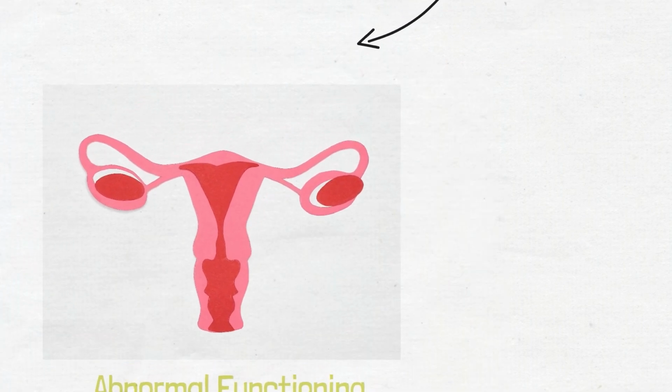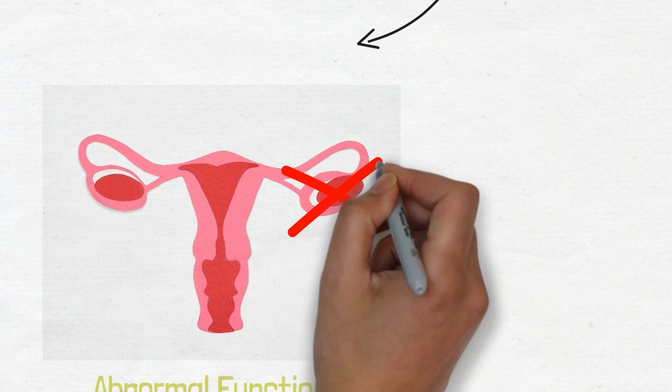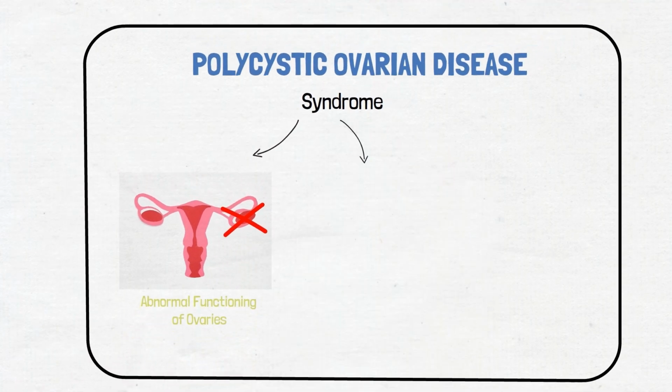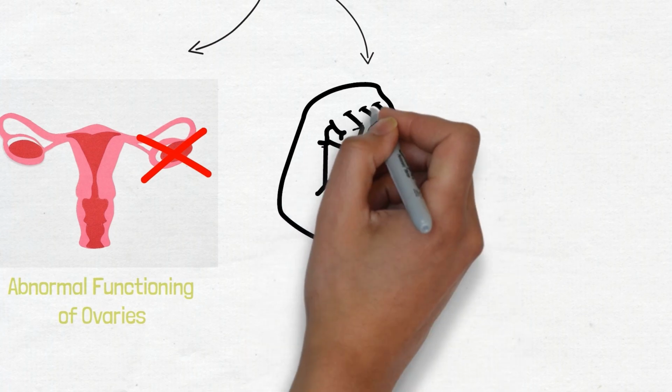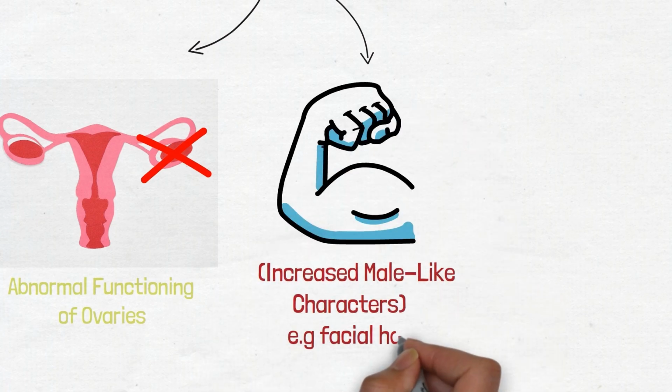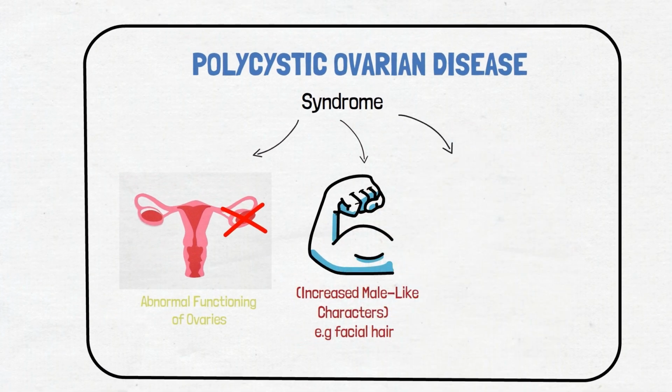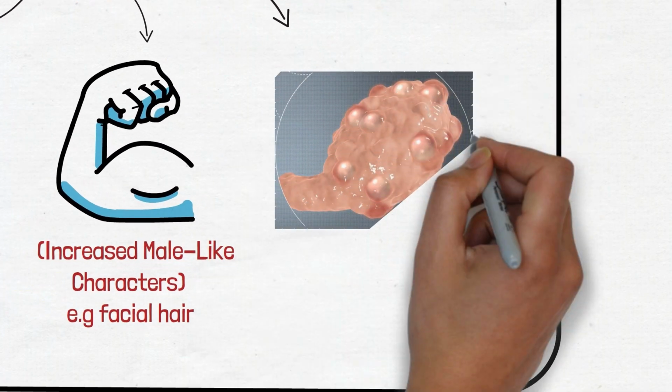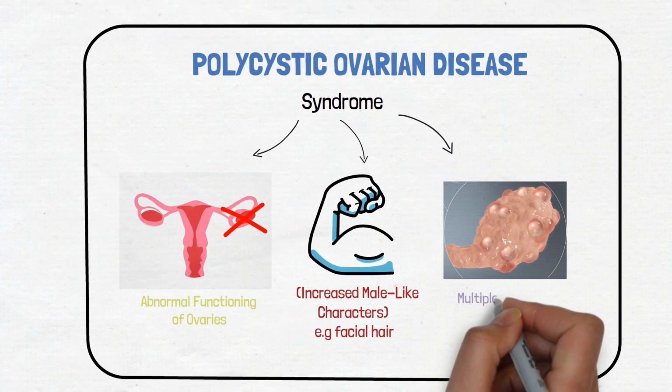It includes abnormal functioning of one or both ovaries. The cardinal features are hyperandrogenism, in which a female has an increased male pattern of characteristics, and polycystic ovary morphology, seen on ultrasound with multiple small cysts on the affected ovaries.